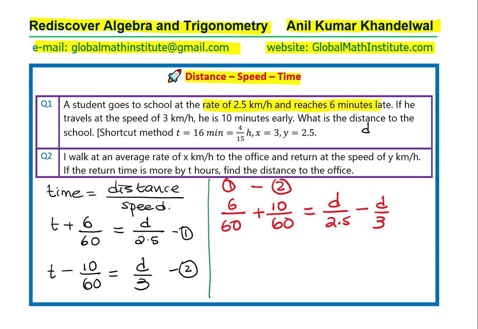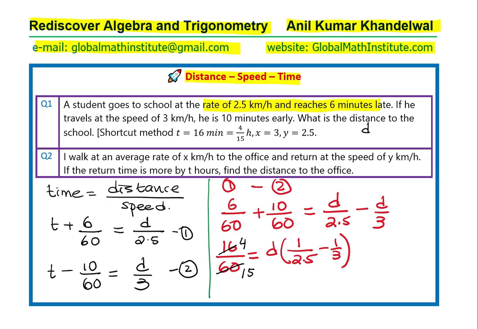We can always add 6 plus 10 is 16 over 60 equals, now here we can take d common, or we can use a calculator. So let's take d common and then we get 1 over 2.5 minus 1 over 3. So this can be simplified. 16 over 60 you can divide, for example, by 4. So you get what? 4 over 15.